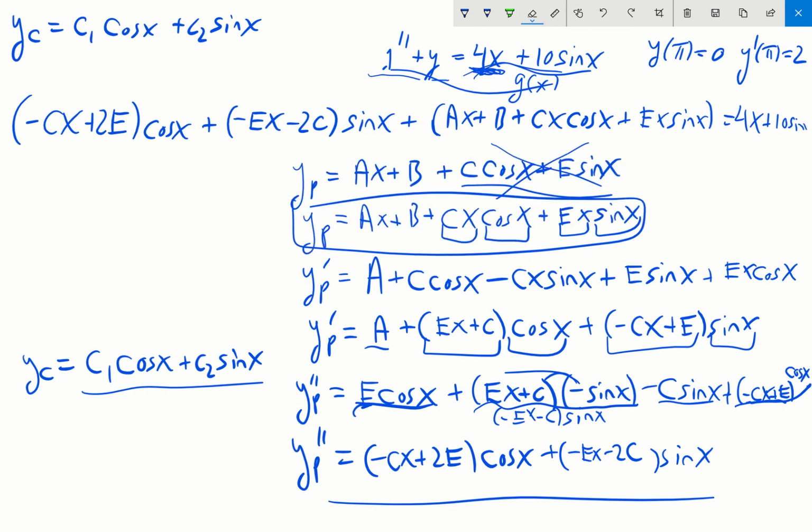And I don't want to erase this so that I can't recover it. Let me just write yp here so we remember the form. That way, once we solve for these undetermined coefficients, we recall where everything is going to go. Okay, now we got some room.